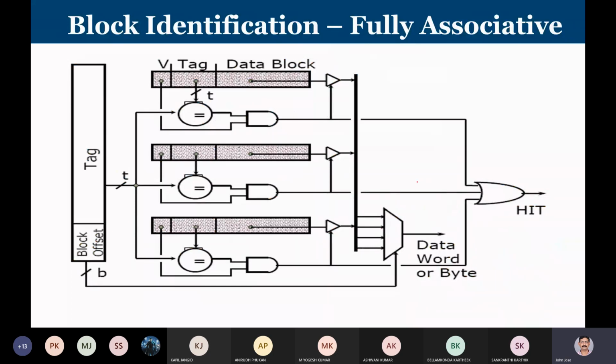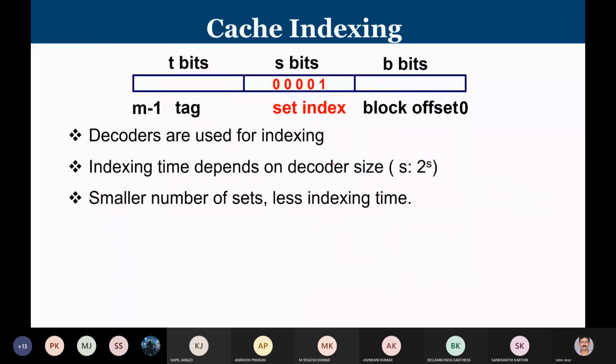Now when it comes to fully associative, there is no set index. You will be having offset and tag only. So I have to search in every cache line whether there is a tag matching or not. This is tag matching. So wherever there is a hit, if the valid bit equals 1, using the offset portion, I have to extract the data. So the offset portion will tell you what to extract. So the tag has to match and then extract the data. So this is how block identification happens in fully associative.